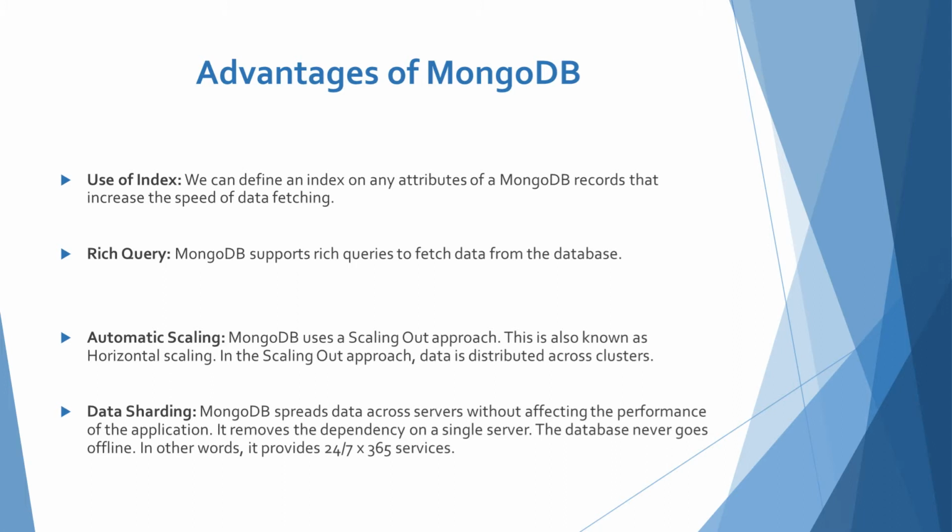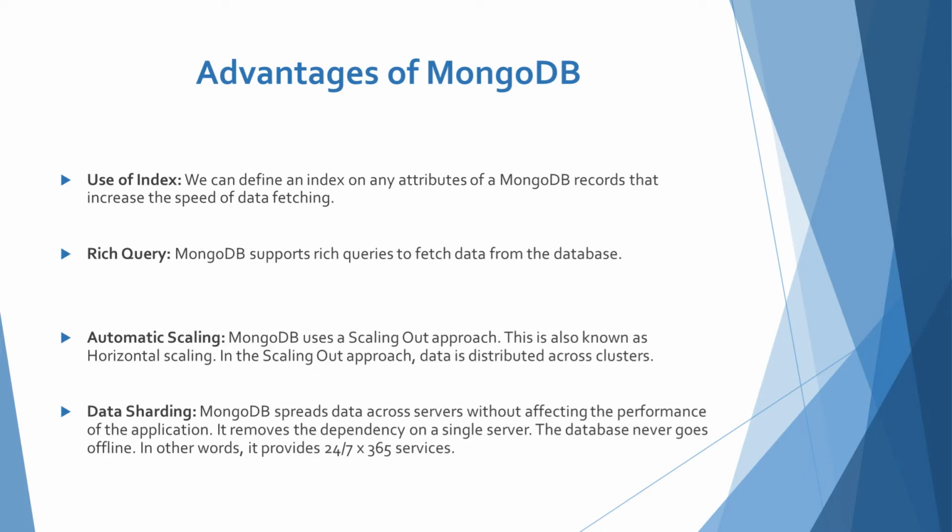Automatic scaling. MongoDB uses a scale-out approach, also known as horizontal scaling. In the scale-out approach, data is distributed across the clusters. We can increase the systems, and during this time the data will be spread across the nodes. That means auto sharding. We can maintain the data on multiple nodes, so it will easily be scalable. That means automatic, horizontal scaling.